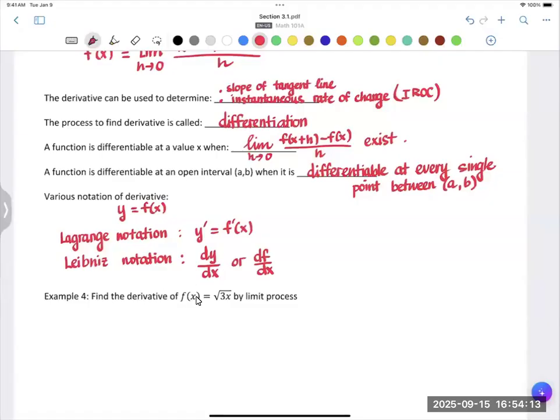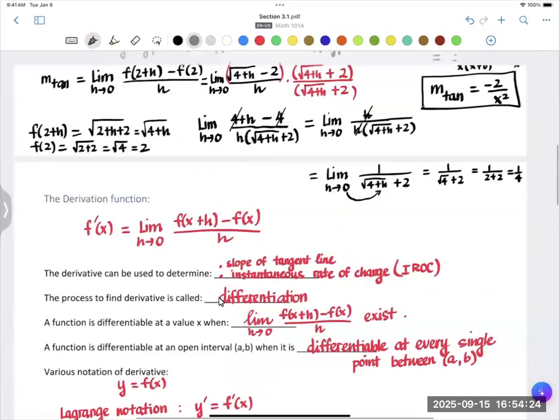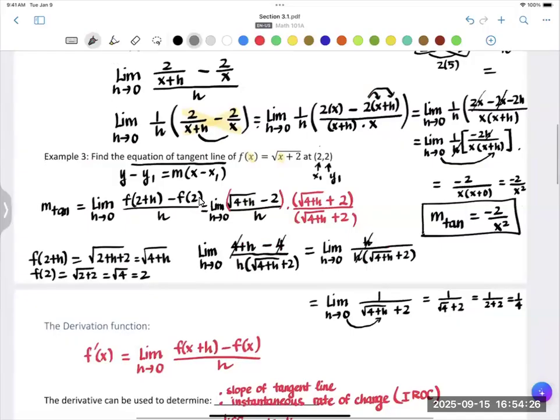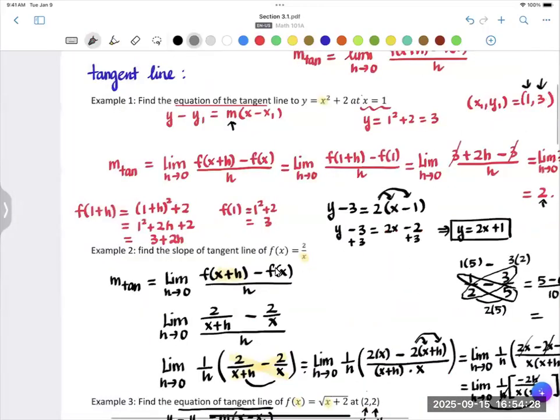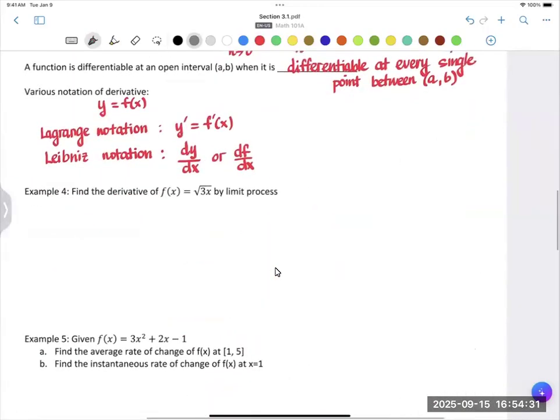Now, for finding the derivative of f of x equals square root of 3x by limit process. The way of finding the derivative of the function right now is just the same as finding the slope of the tangent line. So we apply the limit definition. To find the derivative of this, we're going to have to do the slope of the secant line.